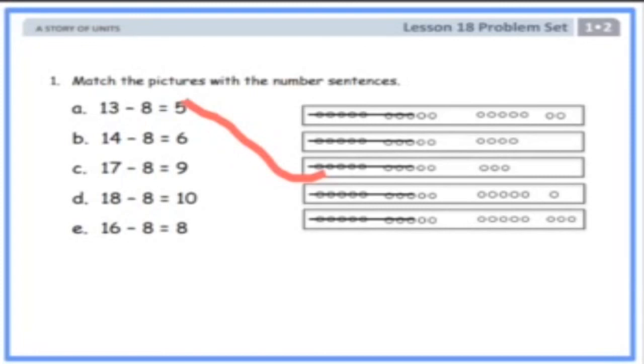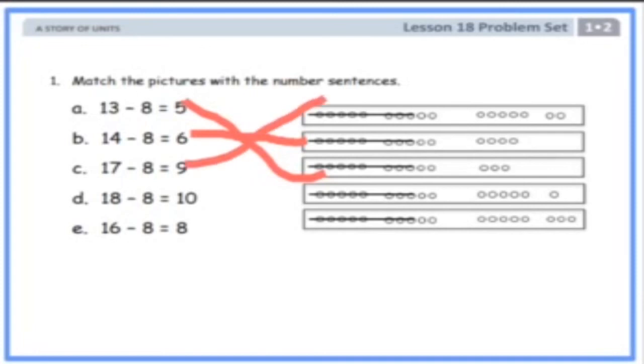And let's move on. 14 minus 8 equals 6. So where do I have 14? 10 and 4. Where do I have 10 and 4? Oh, I have 10 and 4 right in front of these. You see that? Now what about C? 17 minus 8. Where do I have 17? Oh, I have it right up here.